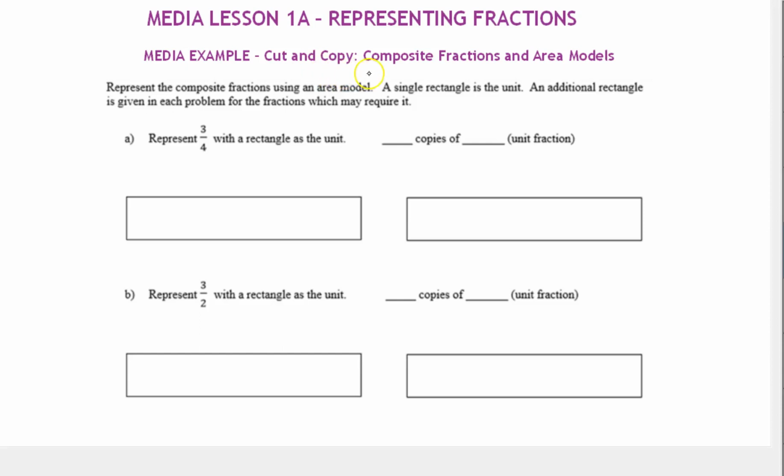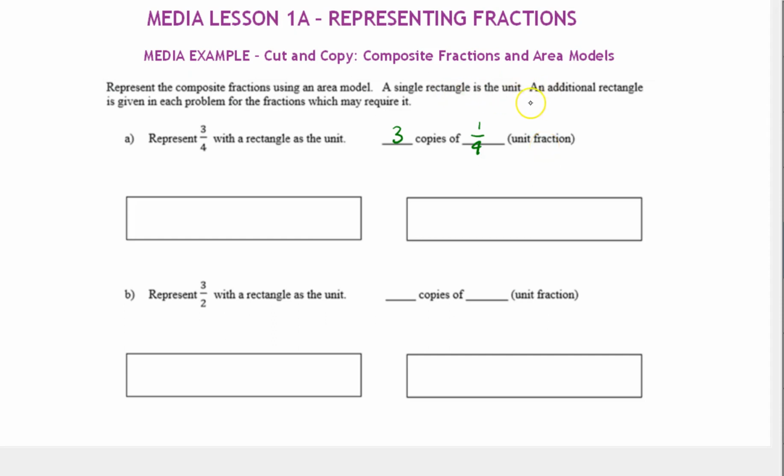Now we're going to use cut and copy to make composite fractions and represent them using the area model. So represent 3/4 with a rectangle as the unit. So this is representing 1. And we have our notation here. So 3/4 is 3 copies of 1/4, where 1/4 is our unit fraction.